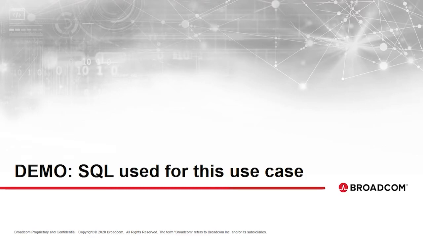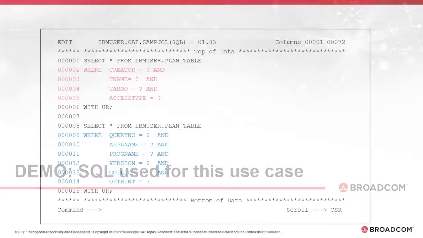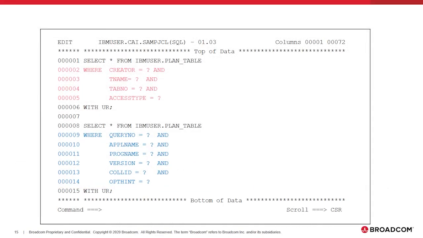Now let's have a look at the SQL statements used for this demo. The first SQL predicate cannot utilize the existing index. The second SQL can. All the predicates are referencing the existing index columns. We will check the access paths by doing an explain on those two SQL statements.